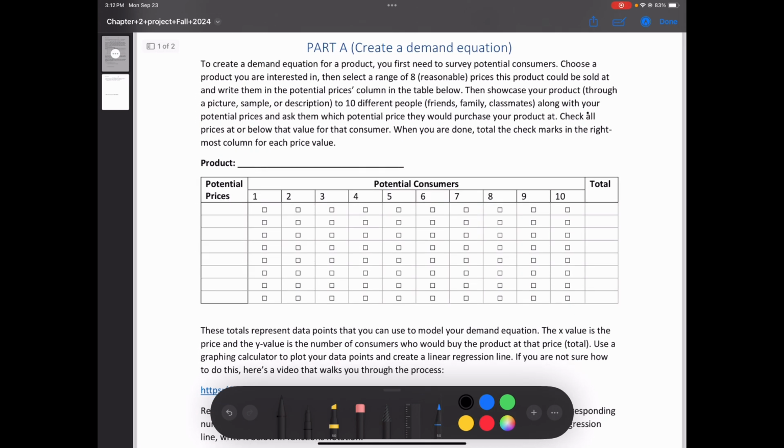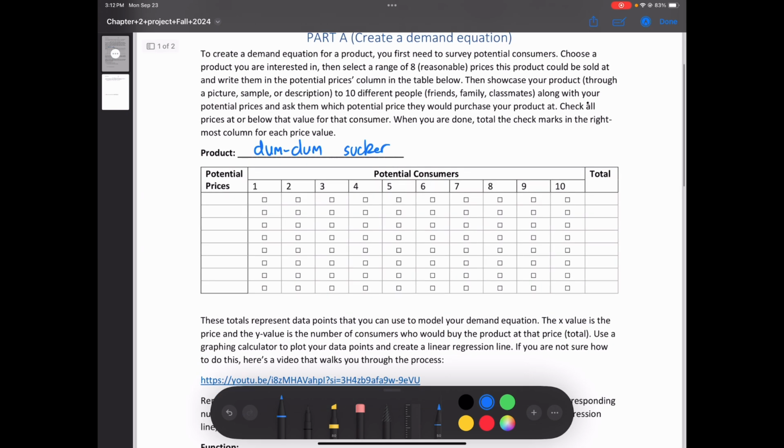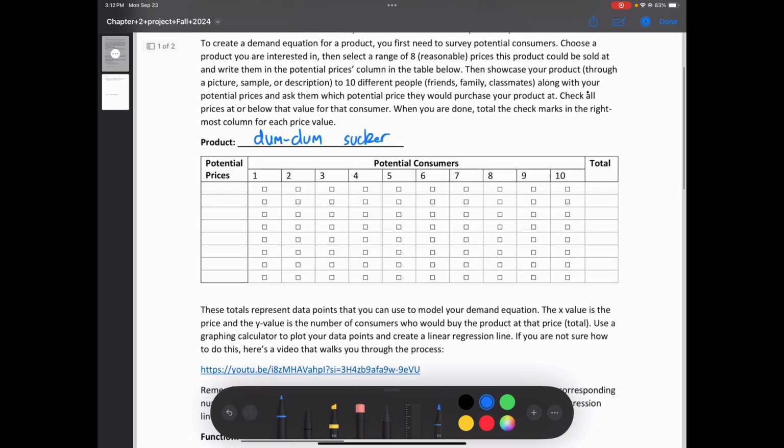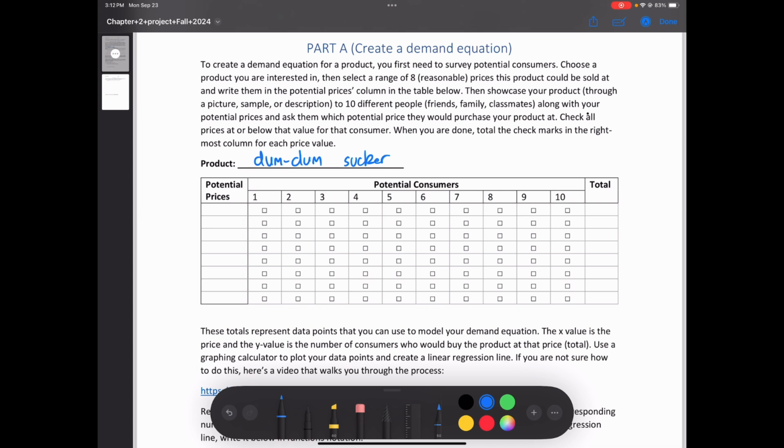So pick a product. This is up to you, whatever you're interested in. Just for the sake of this example, I'm going to pick Dum Dums, a Dum Dum sucker. Then when you actually survey people, you are going to need to showcase your product so that the people you're surveying can get a good idea of what it is. For me, it's easy enough to carry around a Dum Dum sucker when I'm asking people about it. But once you have your product, then you're going to pick potential prices.